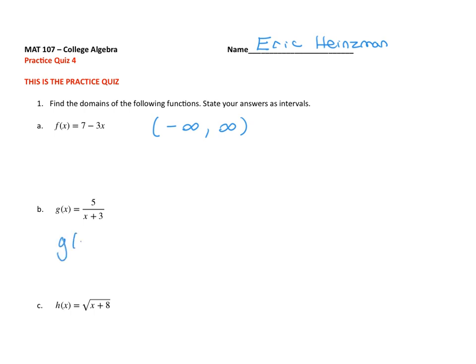If you try to evaluate the function at negative 3, this is 5 divided by negative 3 plus 3, which is 5 divided by 0. If you plug that into a calculator, it's going to give you some type of error message. This means you cannot use negative 3 for x. Any other number is okay, because no matter what other number you put in place of x, you will not get 0 in the denominator.